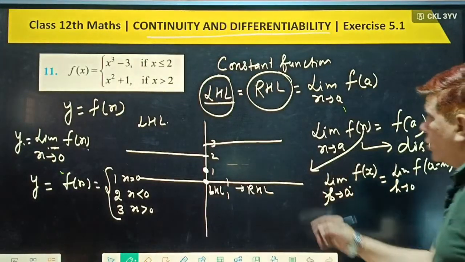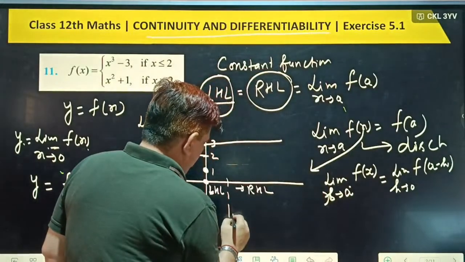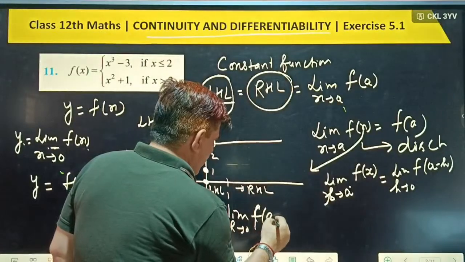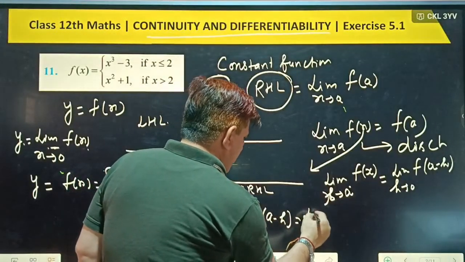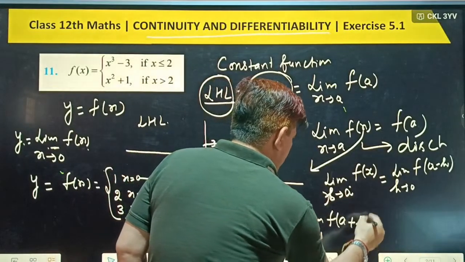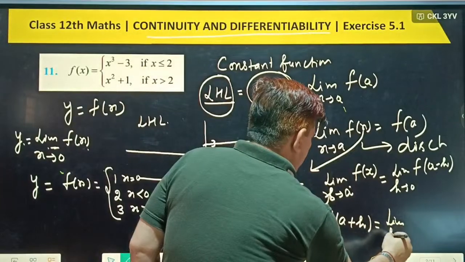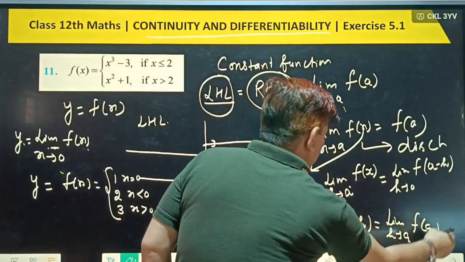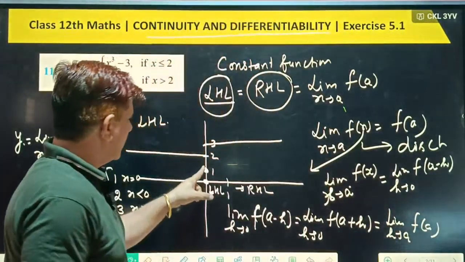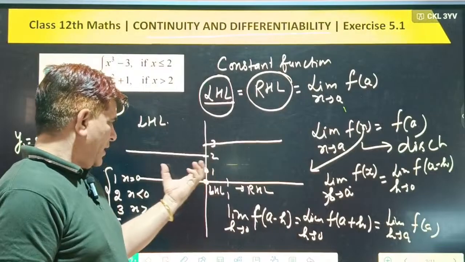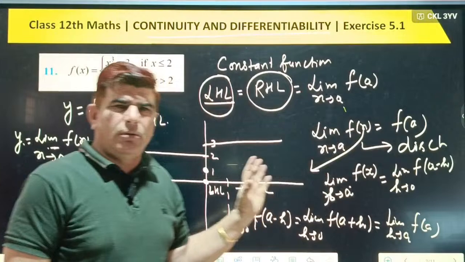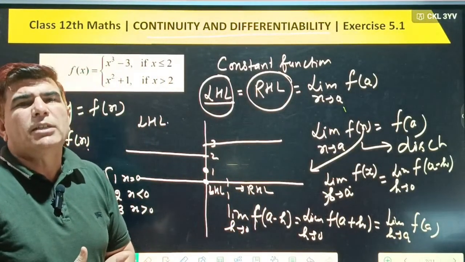Understood? Or the other one, how can we write? Limit h tends to 0 of the function f of A minus h equals limit h tends to 0 of f of A plus h equals f of A. If these are all equal, it means the function is continuous. For a particular point taken, we check continuity on the left of it, and we can check on the right of it. If all are equal, coming to the same value, that's what it tells.